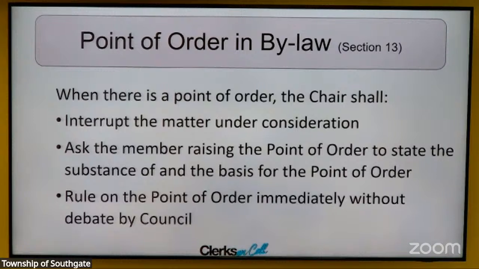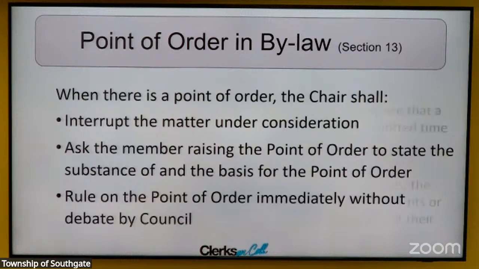If a council member disagrees with the ruling of the chair, they may appeal that ruling to council. So if this happens, it's the council as a whole that will then decide whether to uphold or overturn the decision. This is done without debate and decided by majority vote. If there's no appeal, then the ruling of the chair is final.